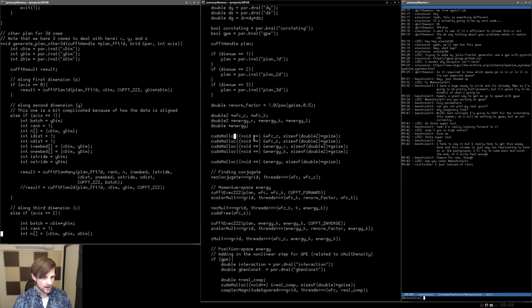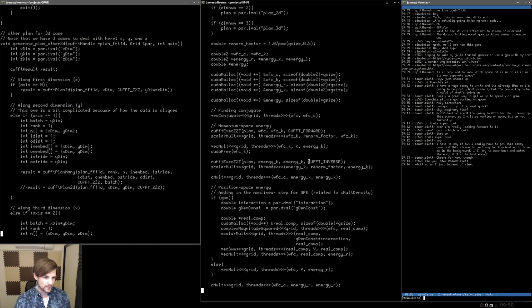Then we malloc everything on the GPU, so we have an allocation of the conjugate wave function, the momentum wave function, the energy in real space, and the energy in momentum space. We also malloc the energy itself, again on the GPU. We find the vector conjugate of the wave function, and we output this to vector wave function conjugate. Then we perform the GPUE FFT exec z to z, which is just a double-to-double space transform. And we say plan wave function k, GPUE FFT forward. So we're inputting the wave function, and we're outputting wave function k.